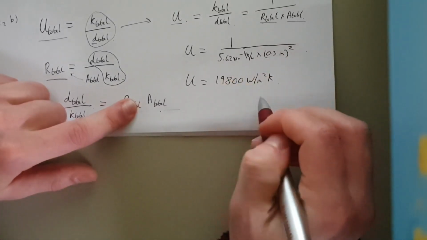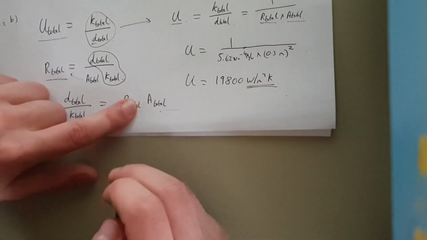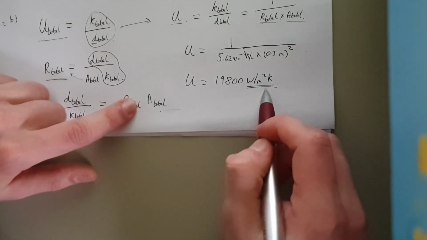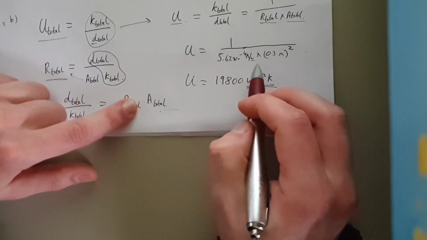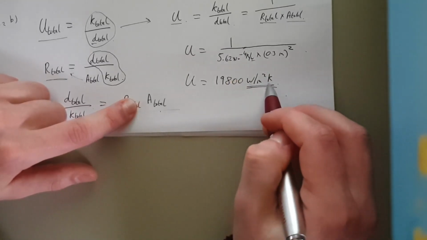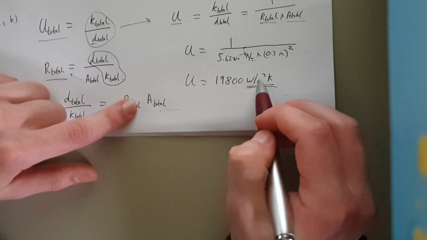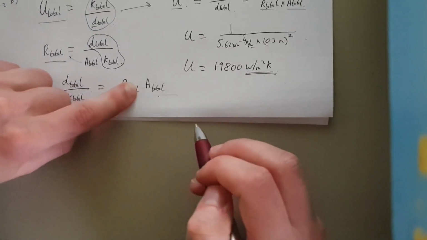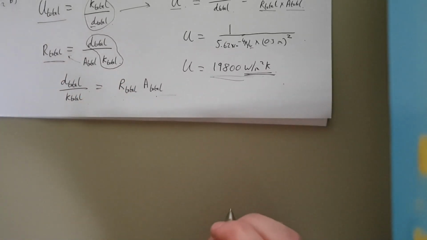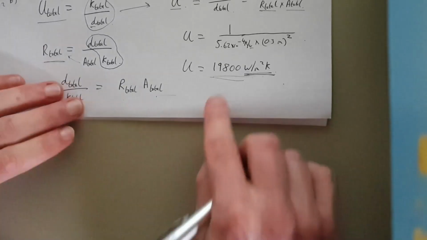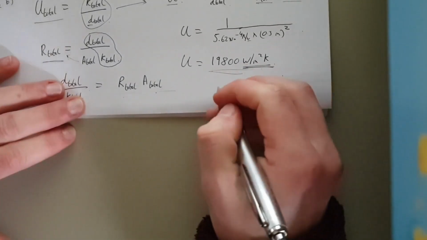That's another good way to make sure that you've actually calculated the U value, is check your units going through here. So here we got 1 over watts, 1 over 1 over watts, which is watts, 1 over Kelvin, 1 over Kelvin, 1 over meters squared, which is 1 over meters squared. So the units work on that. But this is huge, compared to like, I don't know, insulation in a house, which has a U value of like 0.3 or something. This is 19,800. But why is it so large?